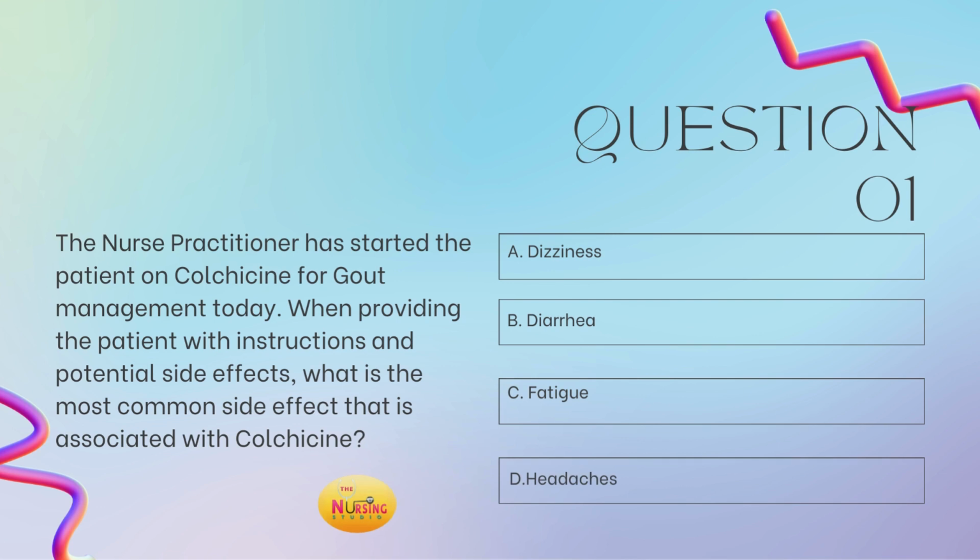Question number one states the nurse practitioner has started the patient on colchicine for gout management today. When providing the patient with instructions and potential side effects, what is the most common side effect that is associated with colchicine? Is it A, dizziness, B, diarrhea, C, fatigue, or D, headaches? Take a moment and tell me what you got in the comments.